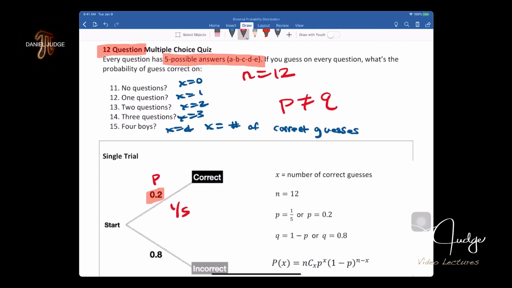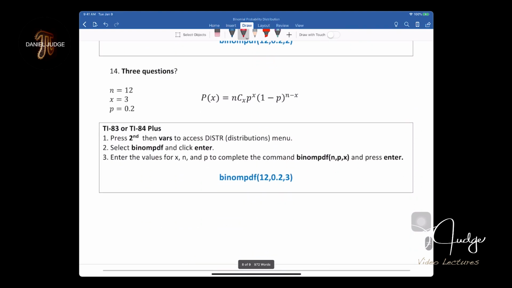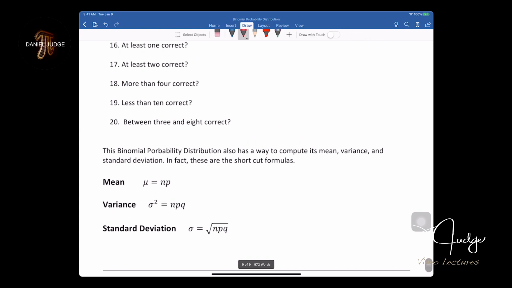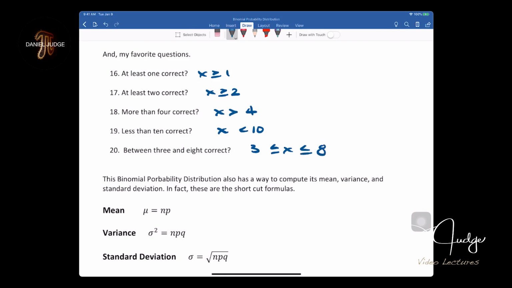And then, of course, my favorite, and I went through how to do this in detail. Of course, my favorite questions are the at least 1, at least 2. So x is greater than or equal to 1. X is greater than or equal to 2. More than 4. X is greater than 4. Less than 10. X is smaller than 10. And then between 3 and 8. So 3 is less than or equal to x, less than or equal to 8.